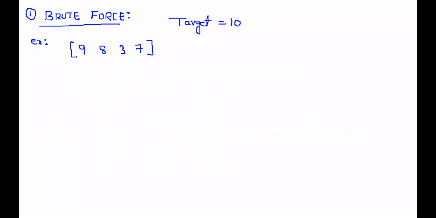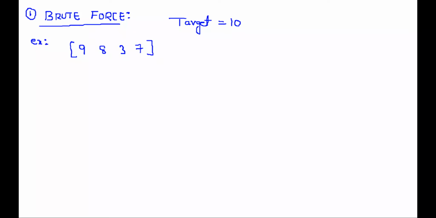Here we have taken an array of elements 9, 8, 3, 7. Now our target value is 10. So by using brute force, that means we are comparing each element with the rest of the elements in the array. And we are summing each two elements and we are trying to see whether we are reaching the target or not. If you compare like this, this is called the brute force method.